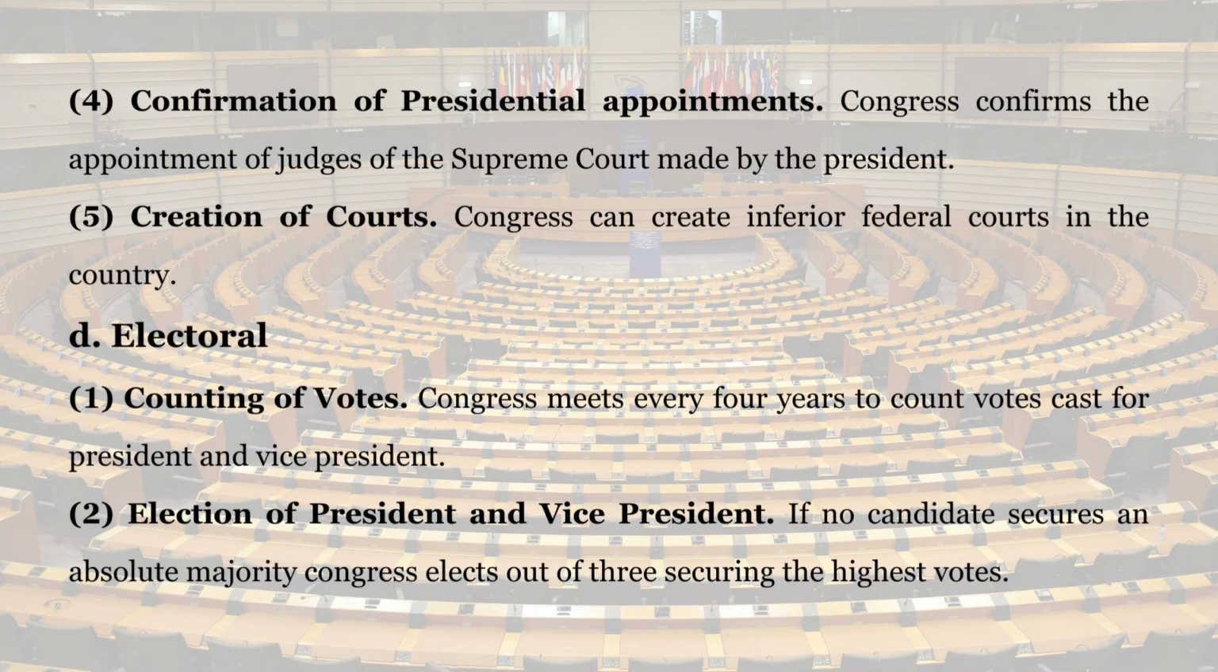4. Confirmation of presidential appointments. Congress confirms the appointment of judges of the Supreme Court made by the President. 5. Creation of courts. Congress can create inferior federal courts in the country. D. Electoral. 1. Counting of votes. Congress meets every 4 years to count votes cast for President and Vice President. 2. Election of President and Vice President. If no candidate secures an absolute majority, Congress elects out of the 3 securing the highest votes.